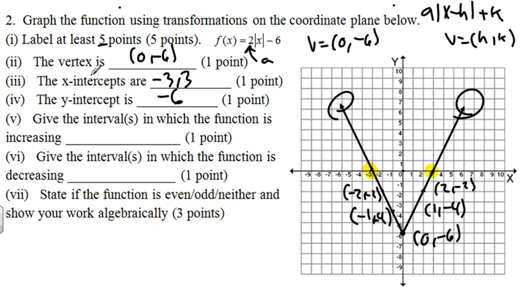You know, because all I'm saying is what the x-intercepts are. If it crosses at -3 and 3, you could have made this (-3, 0), (3, 0), and made that (0, -6). That's fine. Give the intervals in which the function is increasing.